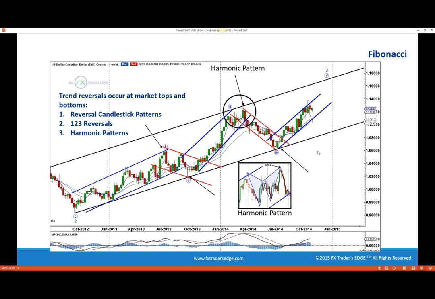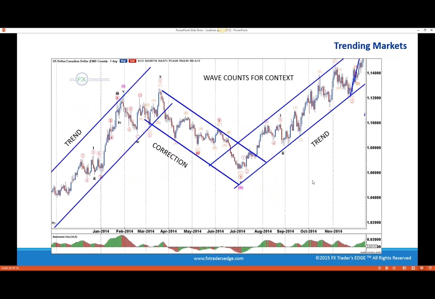So the more confirmations you have as a trader, the more consistent you will be, the more confidence you will have in pulling that trigger. So when we add wave counts for context, this is really what it's all about for me anyway. This is the Canadian dollar. This only goes to the end of the year, but the next slide will show us more recent data.